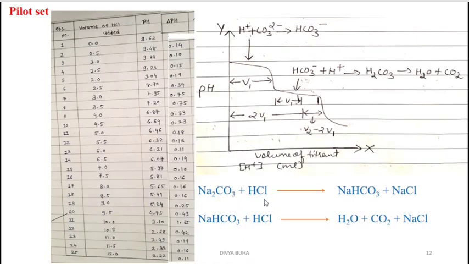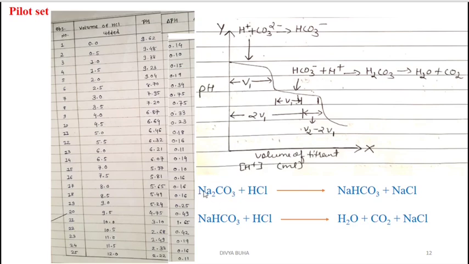Now, if we see this reaction, then Na2CO3 is being neutralized only half, right? So at the first equivalence point, there would be half neutralization of Na2CO3, right? So H plus will react with CO3 2 minus to give HCO3 minus. So there is half neutralization. So V1 is the volume of the HCl which is required for the half neutralization of Na2CO3.